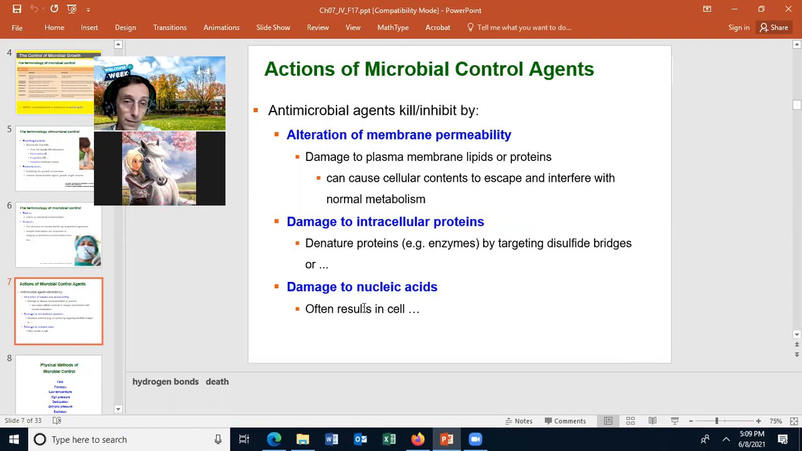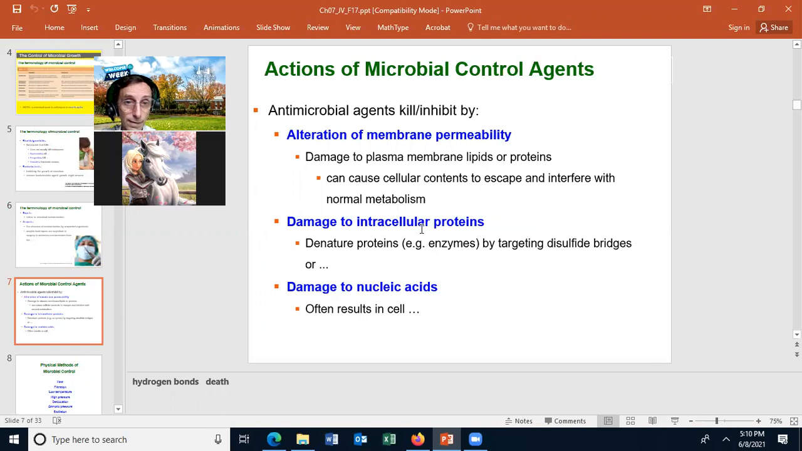And then the third way you can kill or inhibit a microbe is by damaging their nucleic acids. This often results in cellular death. If you give a cell too many mutations, it will likely die. And of course, the easiest way to understand how to damage DNA is expose cells to radiation, either to UV light in the sun or to something like X-rays, and you'll damage the nucleic acids. Any question about any of this?